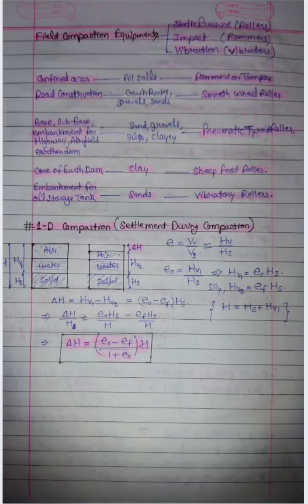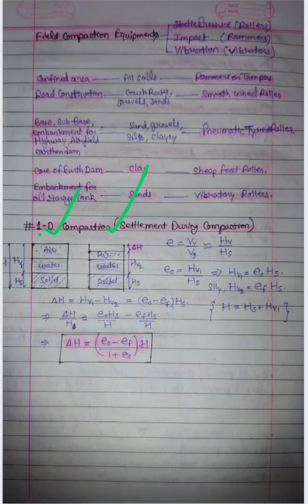The next topic is 1D compaction, settlement during compaction. Suppose this is our initial soil mass having the three-phase diagram. After the compaction some height will decrease, which is denoted by delta H. The total height was capital H. The height of voids including the volume of air and water is HV1, and the height of the solids is HS. After the compaction the reduction in height is delta H, the height of the voids is HV2 and the height of the solids is HS.